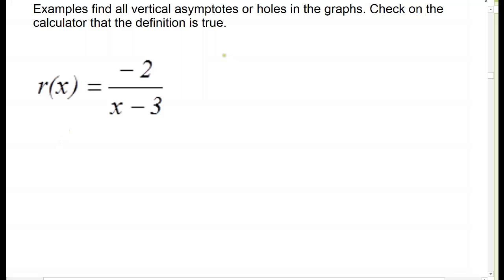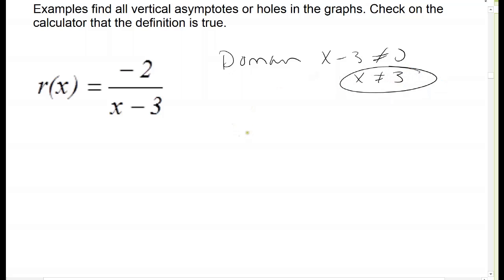So again, always figure out what your domain is. All right, the domain is everything where x minus 3 cannot equal 0, so x cannot equal 3, and that's the important number. So the domain is everything except x cannot equal 3. So 3 is going to have a break in it. Well, we want to know what type of break it is.